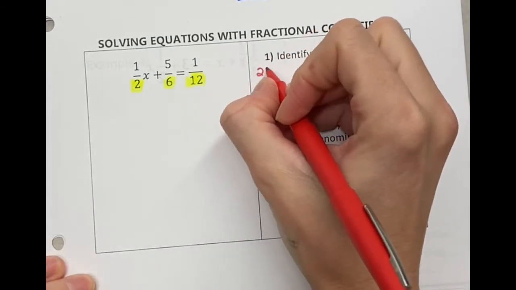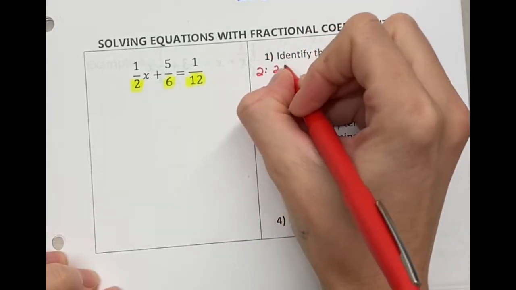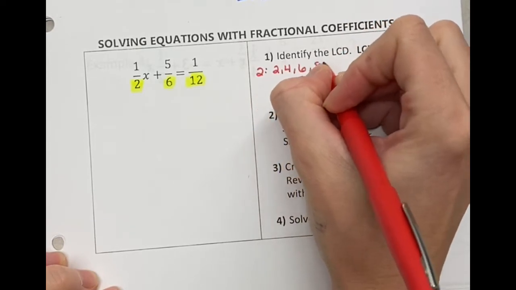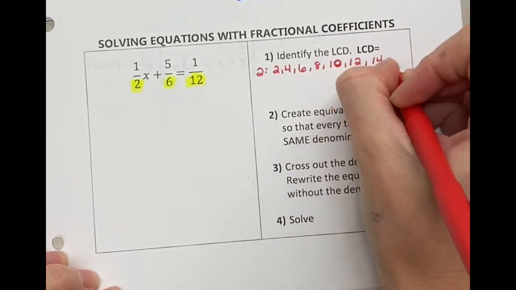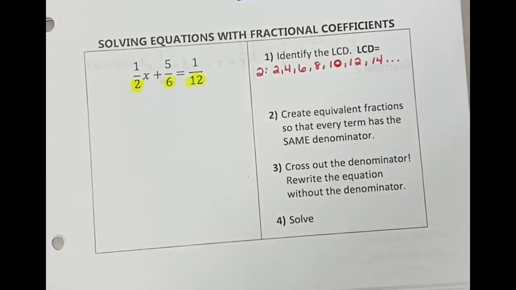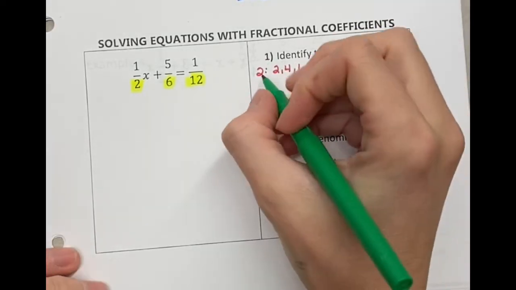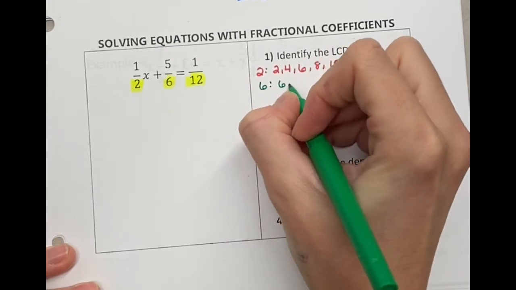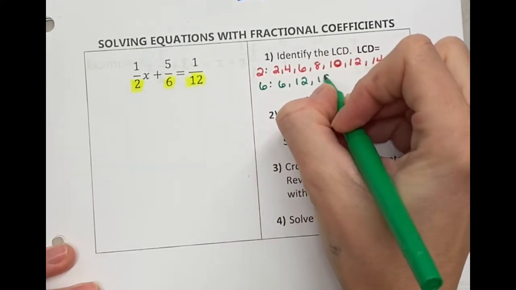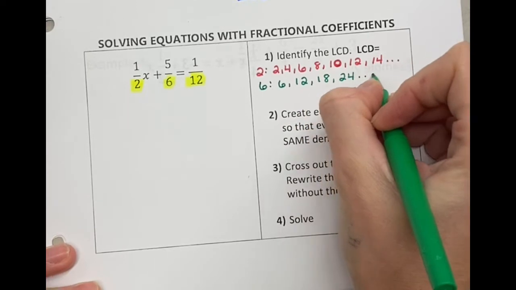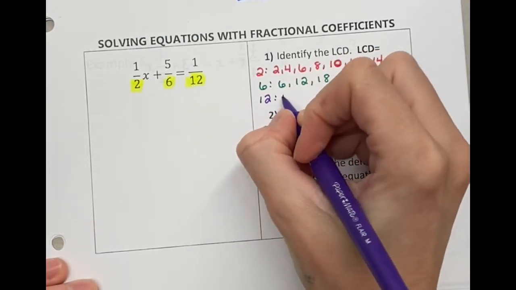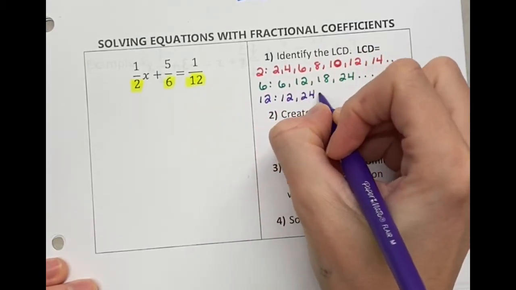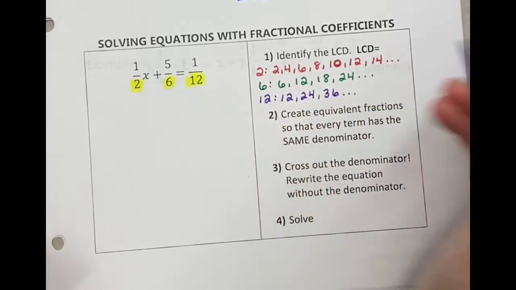So I'm going to list out my multiples of 2. So I have 2, 4, 6, 8, 10, 12, 14, and so on. Then I'm going to list out my multiples of 6. I have 6, 12, 18, 24, and so on. And then my multiples of 12. So I have 12, 24, 36, and so on.